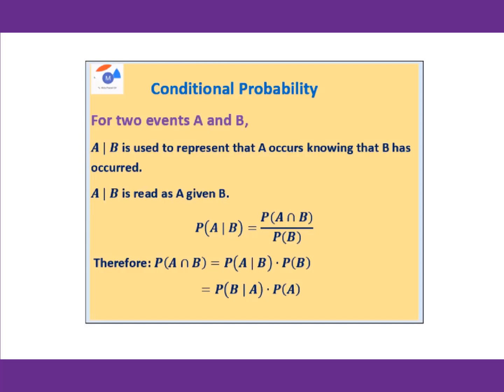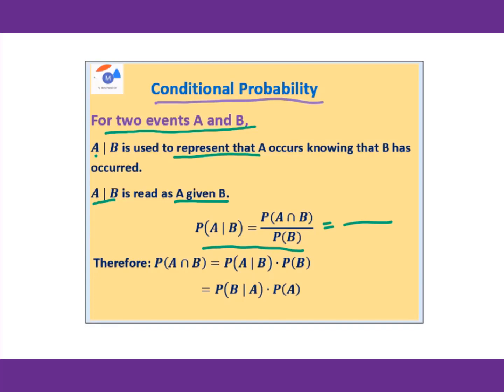This video is about conditional probability. For two events A and B, A bar B is used to represent that A occurs knowing that B has occurred. This symbol is read as A given B. This is the formula.